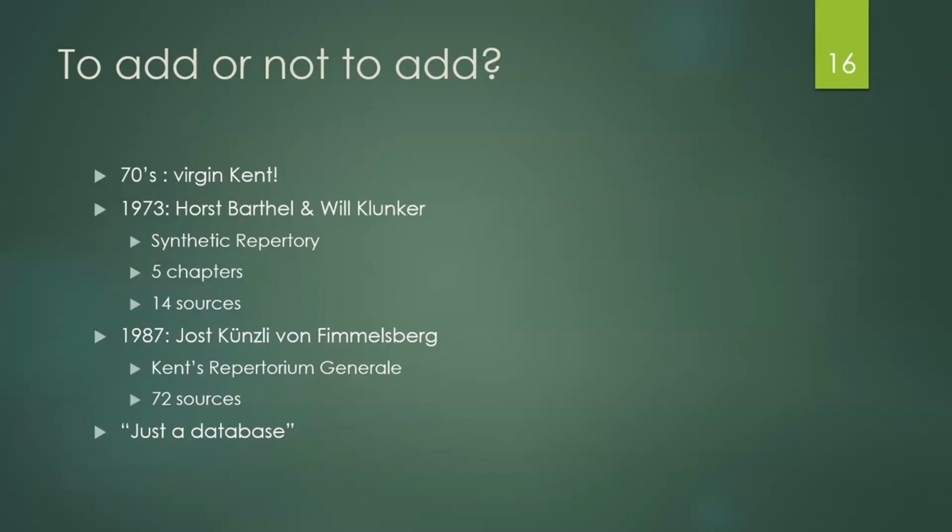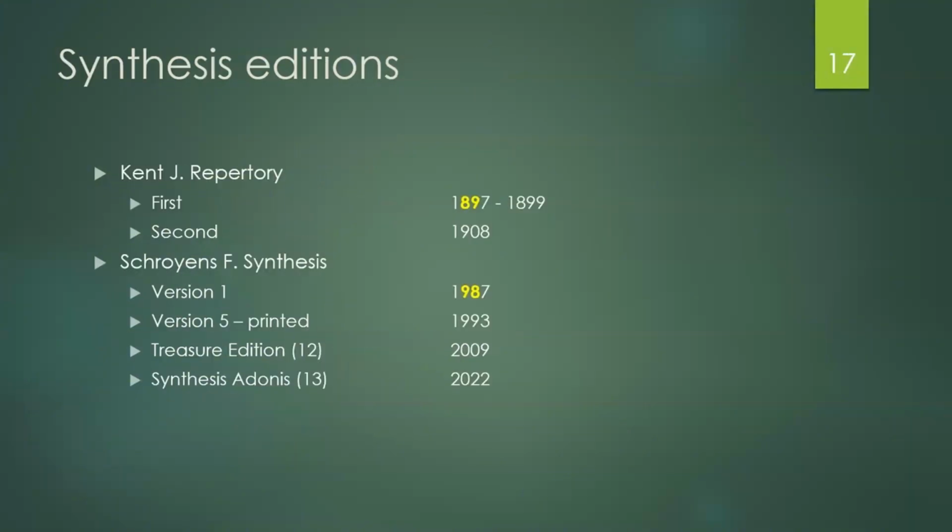And I accepted that invitation, and so we started to create the first version of Synthesis, which was an elaboration from Kent. Now, again, running through time, what's the consequence of this invitation and this work? Well, Kent himself released his first repertory in 1897, and his second in 1908. I released the first version of my Synthesis in 1987.